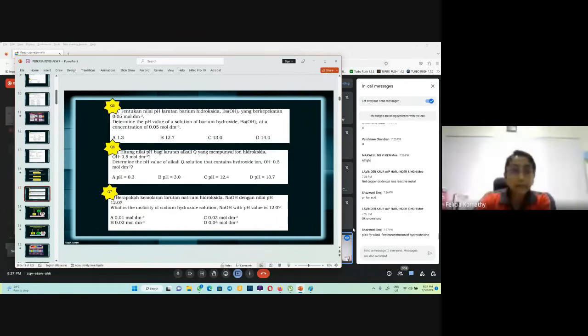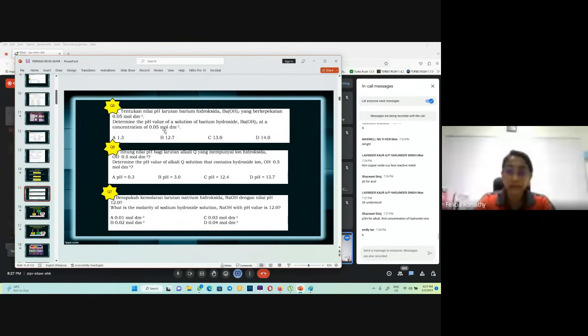As you can see here, they ask you to determine the pH value for the solution of barium hydroxide. So students, when the question is on pH, the first step is to identify the solution. Barium hydroxide is an alkali. If it's an alkali, then you should know I must get my pOH first. Now, the concentration of the solution given is 0.05.